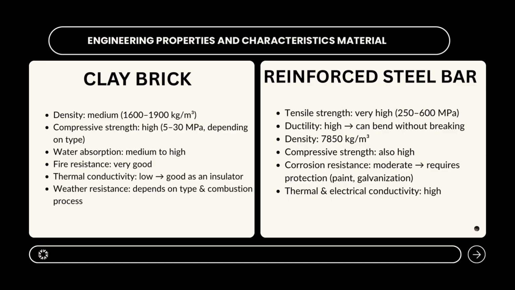Reinforced steel bar: tensile strength very high. Ductility high, can bend without breaking. Density 7,850 kilograms per cubic meter. Compressive strength also high. Corrosion resistance moderate, requires protection such as paint and galvanization. Thermal and electrical conductivity high.